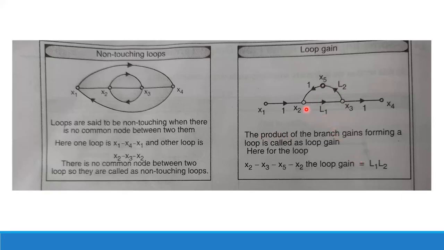Here we have a loop x2, x3, x5, and again x2. So we have this loop like this. The gain will be L1 L2 multiplied by 1, so L1 L2 1 will be the loop gain for this loop. You just need to multiply the gains of the branches present in the loop. Whichever branches are present inside the loop, you have to multiply their gains, and you will get the loop gain.